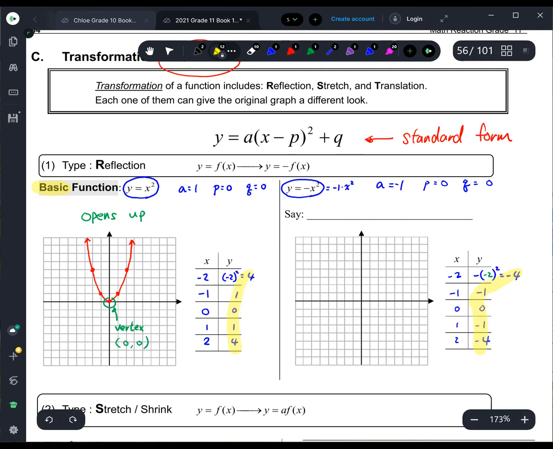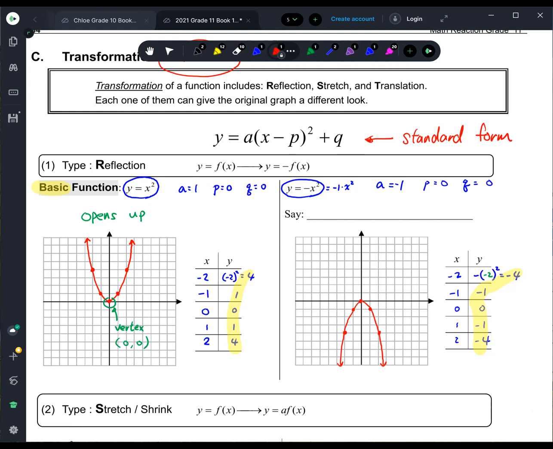Okay, now please draw the graph, and we'll see what the graph looks like. First point is at -2, -4, so it will be underneath instead. -1, -1, 0, 0, 1, -1, 2, -4. Okay, once you have the graph, please raise your hand again.